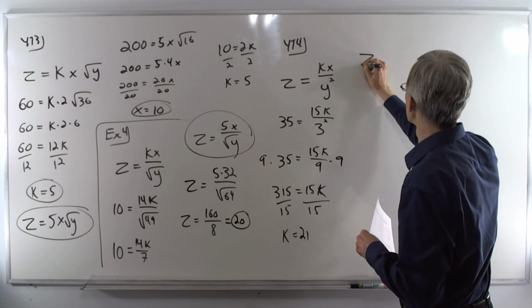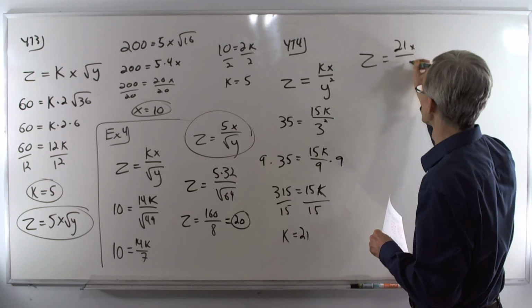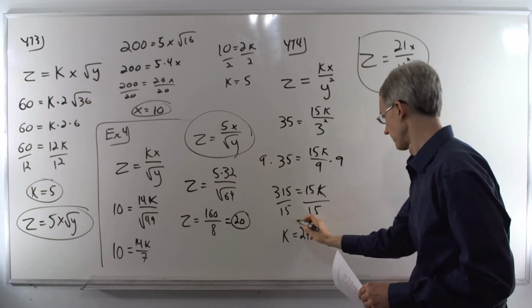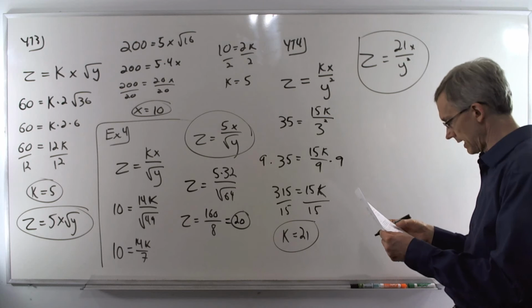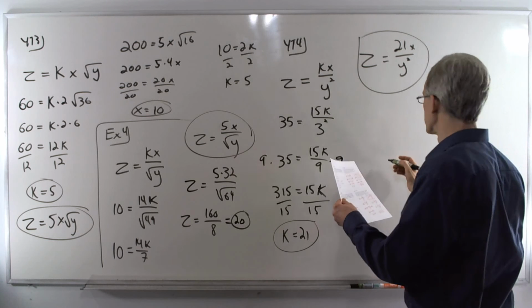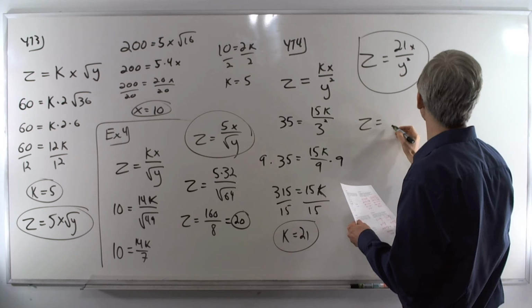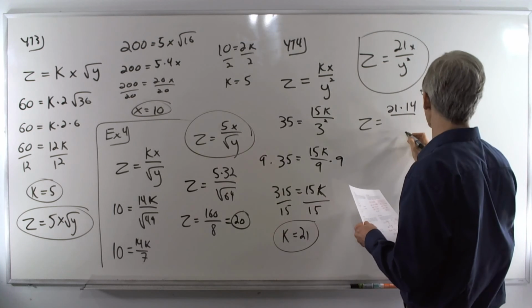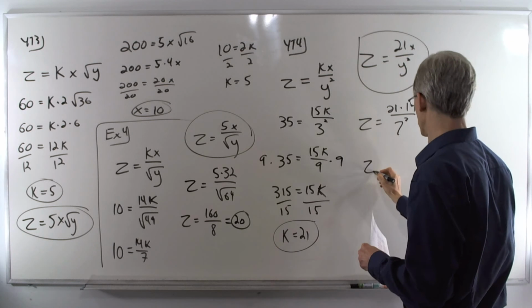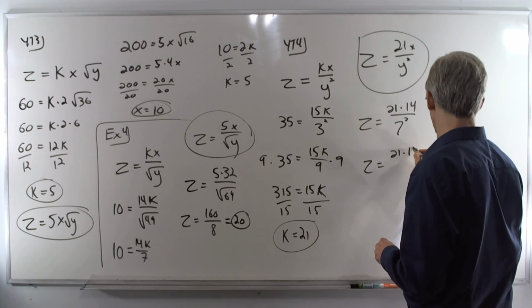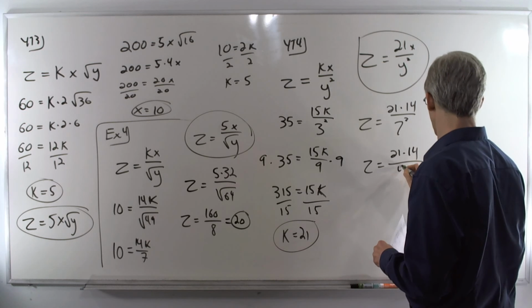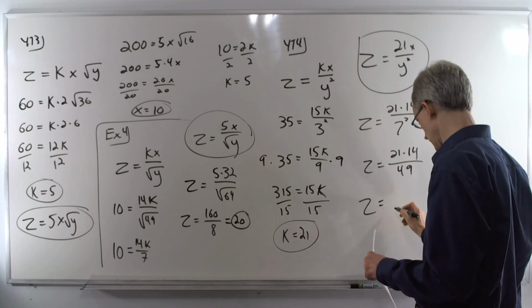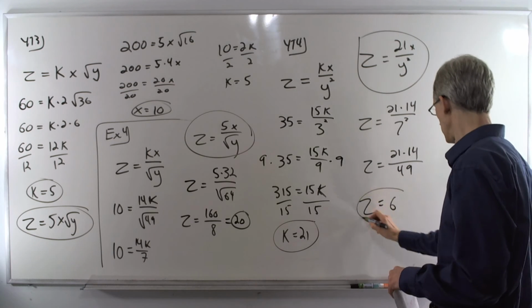Now we can plug that into the equation. z equals 21x over y squared. So there's our equation of variation. And now we can find z when x is 14. And y is 7. So 7 squared on the bottom. So we'll do 21 times 14 over 49. And z is 6.